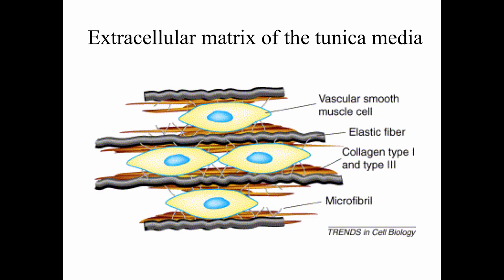This just shows you how smooth muscle cells, here vascular smooth muscle cells, might interact with the extracellular matrix in the tunica media. So you can see the smooth muscle cells interacting with elastic fibers and collagen fibers. And there are various other microfibrils that help to bind these cells to the major extracellular matrix components. And remember, the smooth muscle cells are synthesizing and secreting most of the extracellular matrix components in the tunica media.